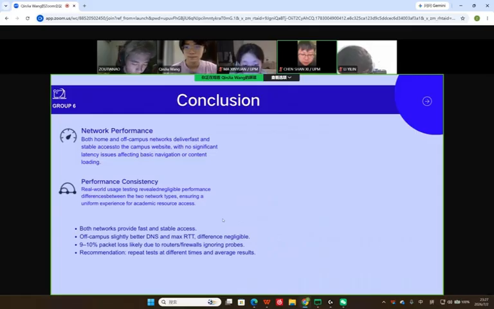So we conclude the comparison test: home network and off-campus network are both stable for accessing school resources. The network quality is almost the same. We recommend testing in different time periods to get more precise results.